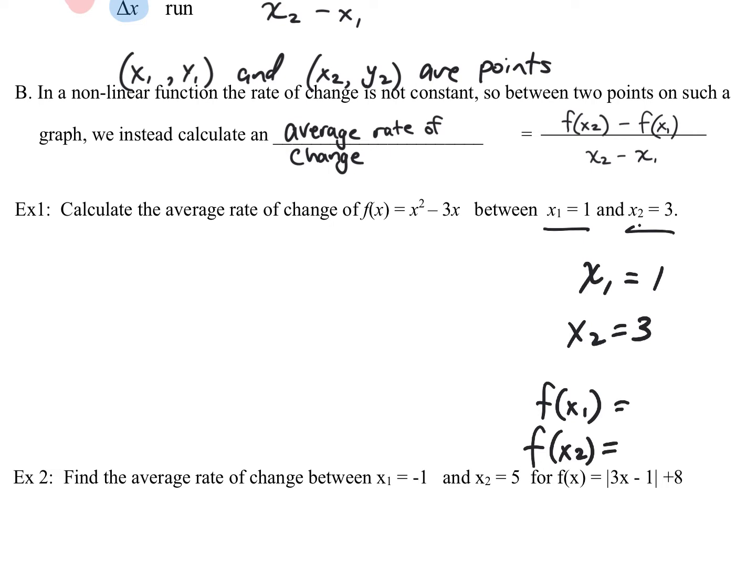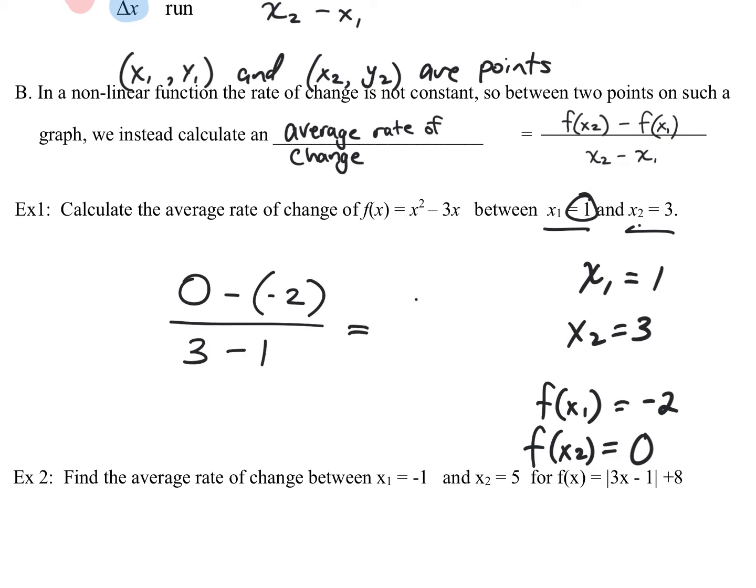In other words, what are the outputs associated with those inputs? So f of x1, I'm going to take this value, 1, and plug it in for x. 1 squared is 1, minus 3 is negative 2. I'm going to do the same thing for finding f of x2. 3 squared is 9, minus 3 times 3 is 9 minus 9, or 0. So now I have all I need to find the average rate of change. I'm going to take 0 minus negative 2 divided by 3 minus 1. So I have 2 over 2. We're going to simplify our fraction. The average rate of change for this particular example is 1.